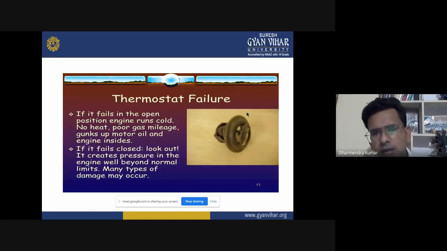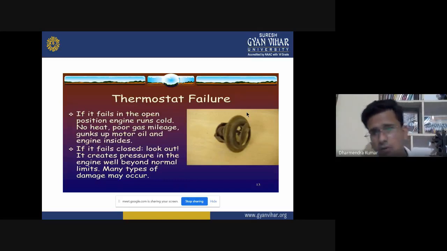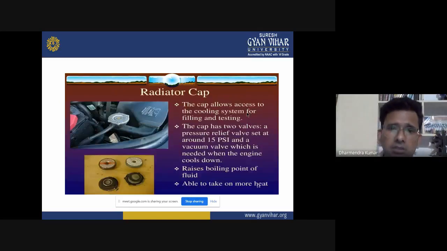Many types of damage may occur if the thermostat fails, because it senses the temperature and signals the relevant component to do the cooling for any component whose temperature or heat is rising. Now this is the radiator cap.